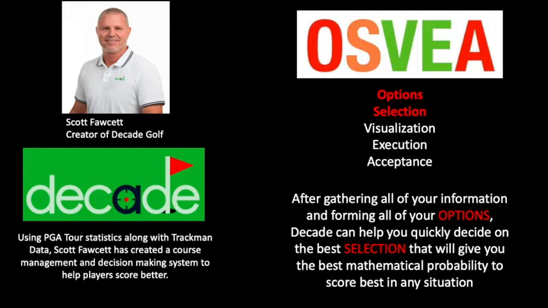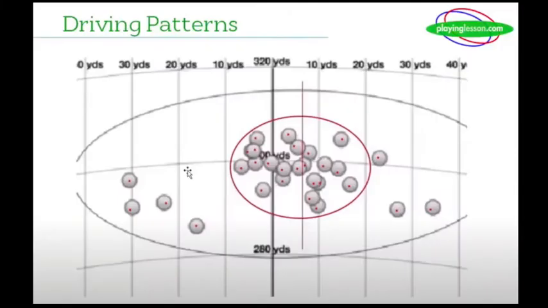It's created by Scott Fawcett, who used PGA Tour statistics and TrackMan data to help create this system in order to give you the best mathematical probability to score low on each of these holes. So using your options, this is going to help you pick which one of those, or select which one of those, is going to be the best in each scenario. All right, we're going to start with our tee shots first.